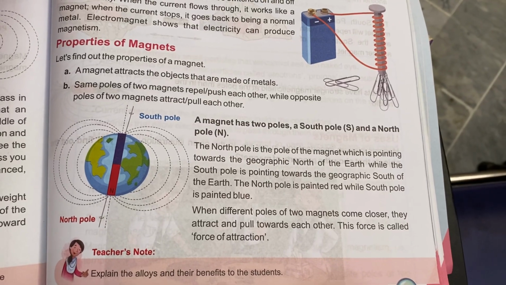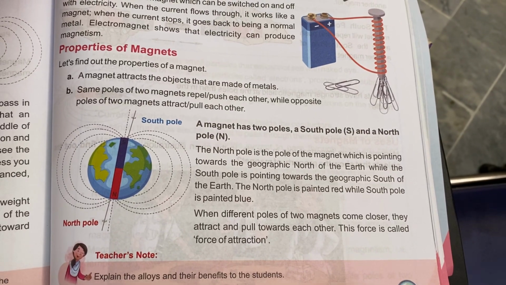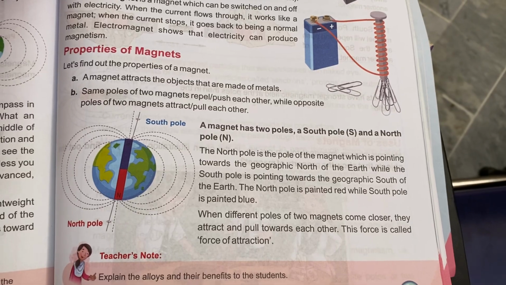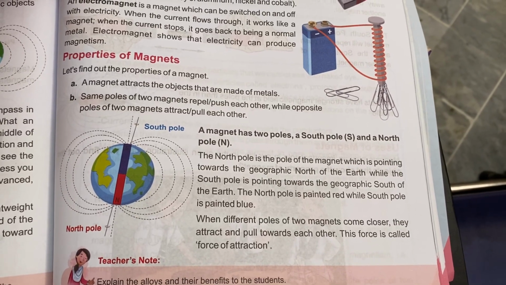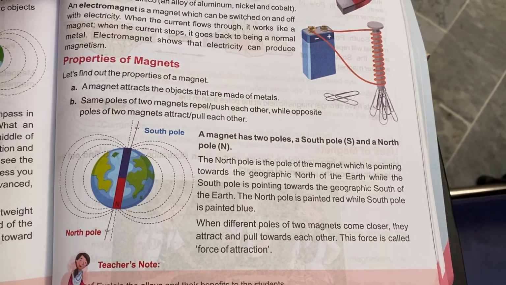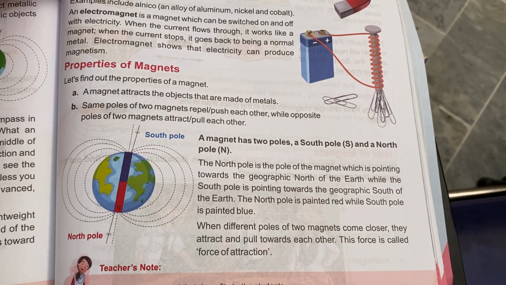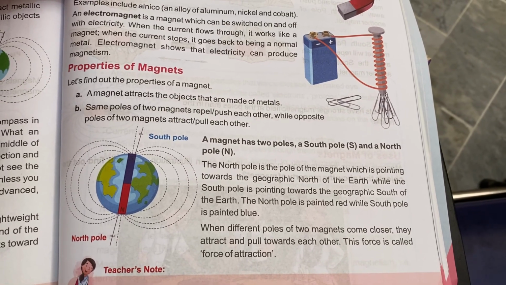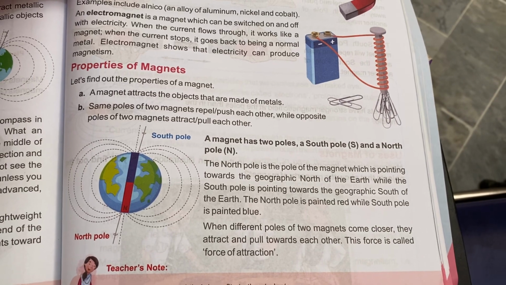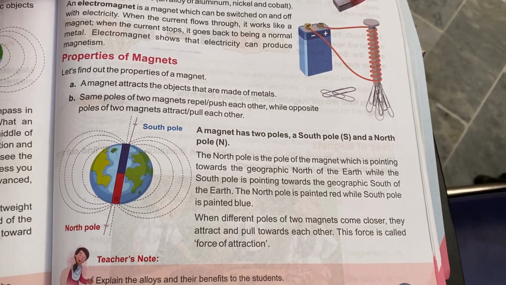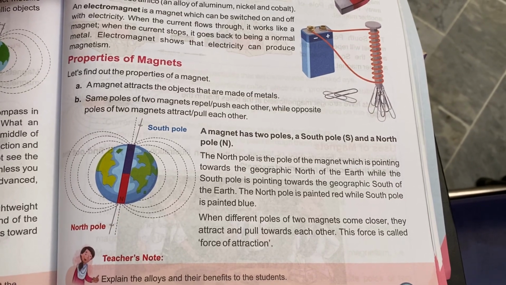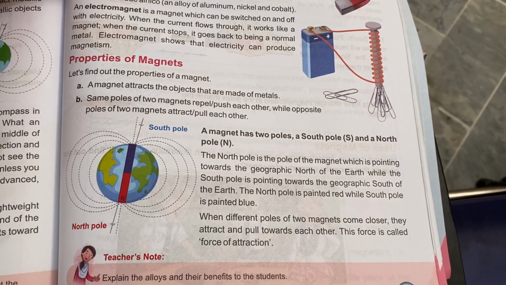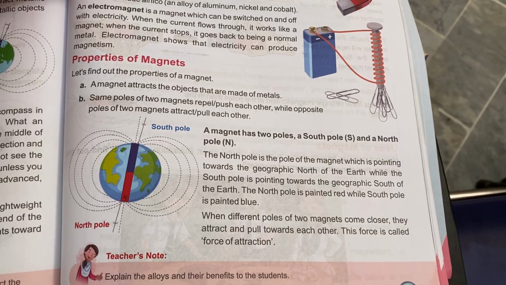The north pole is the pole of the magnet which is pointing toward the geographic north of the earth, while the south pole is pointing toward the geographic south of the earth. The north pole is painted red while the south pole is painted blue. When different poles of two magnets come closer, they attract or pull toward each other. This force is called force of attraction.